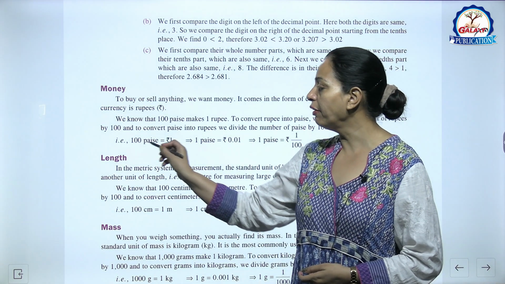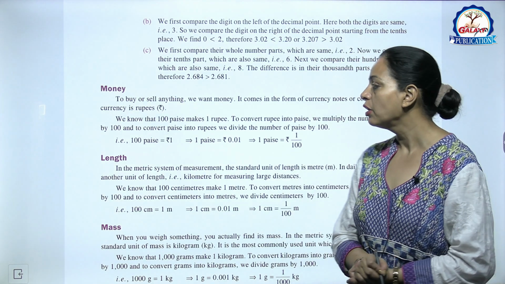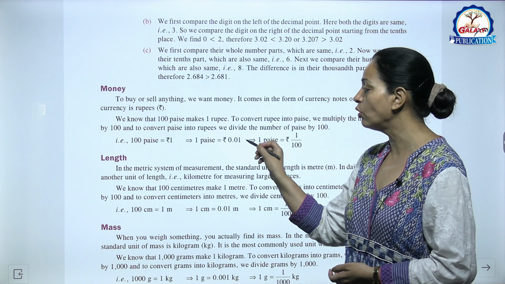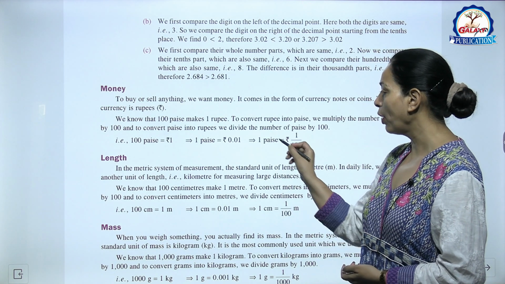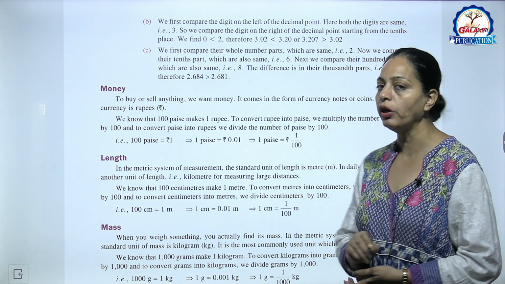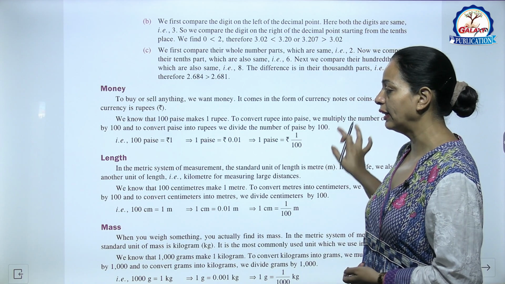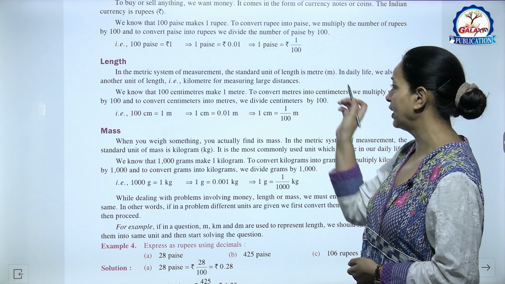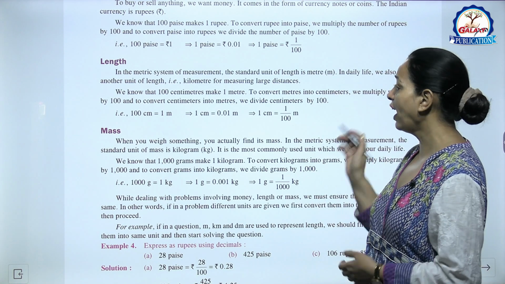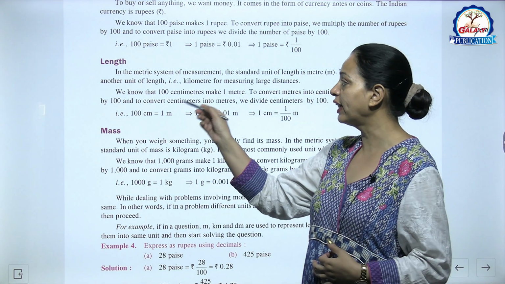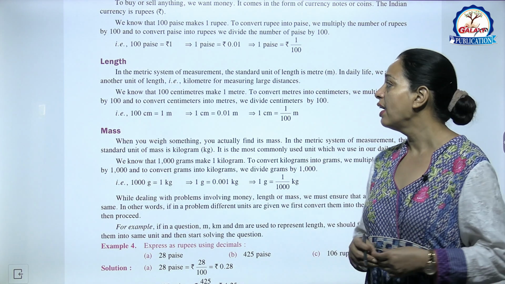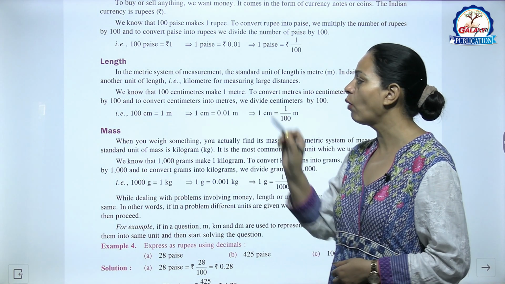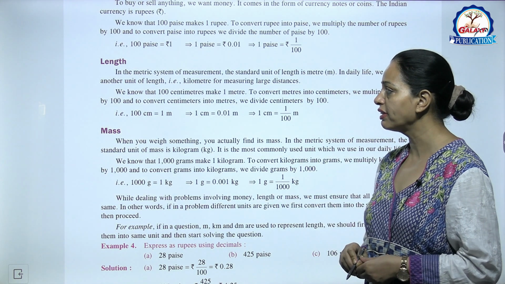See here, 100 paise equals to rupee 1. So 1 paise equals to 1 upon 100, means 0.01 rupee. Okay. So 1 paise equals to rupees 1 upon 100. Now length. In the metric system of measurement, the standard unit of length is meter. In daily life, we also use another unit of length, that is kilometer, for measuring large distances. We know that 100 centimeters make 1 meter. 1 meter equals to 100 centimeter.